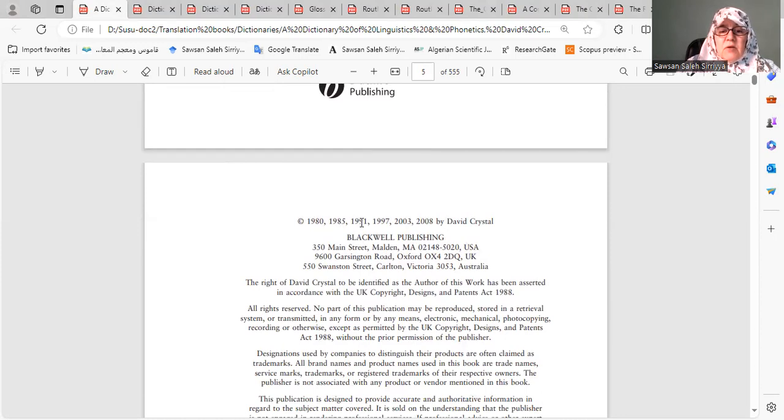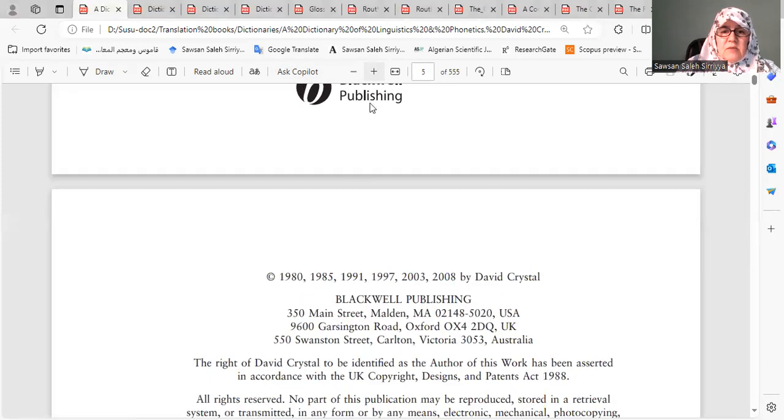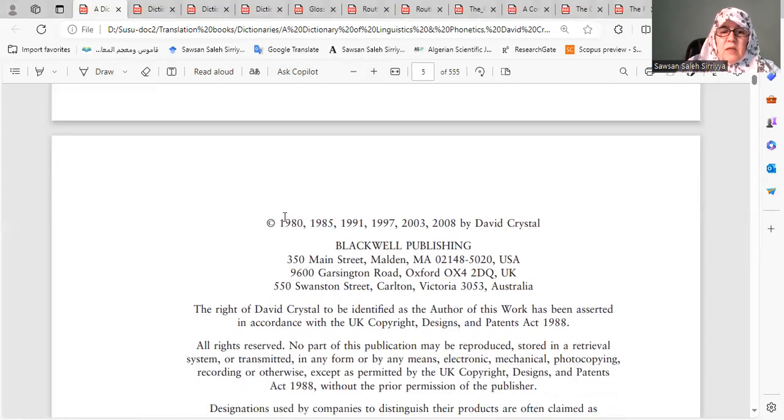Notice this is a number of years. Why these years? This is the copyright, as you see here. You have 1980 until 2008. This is the 6th edition, so you have to take this date, not the first one.